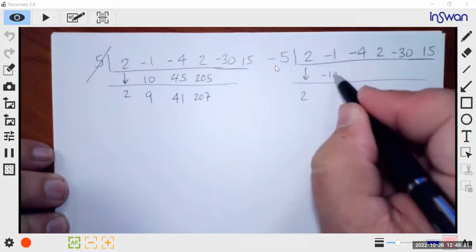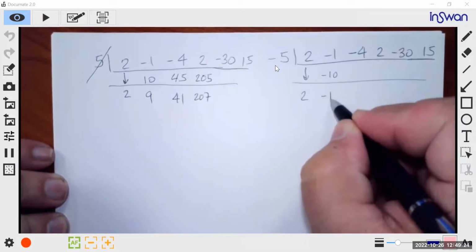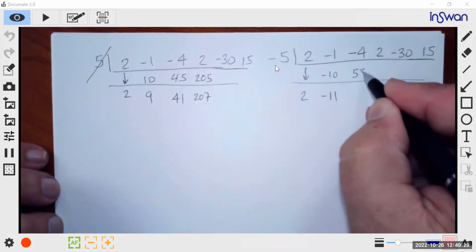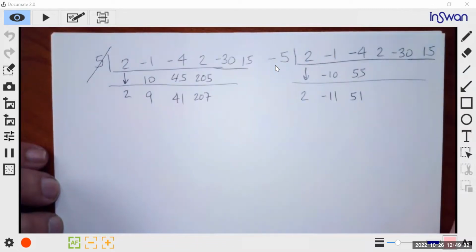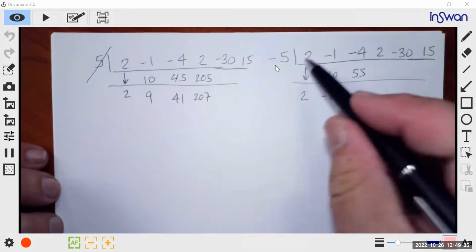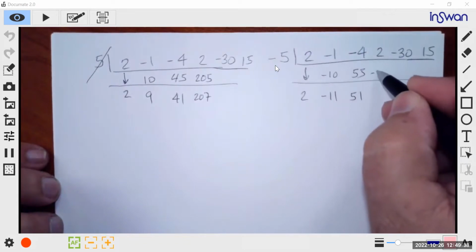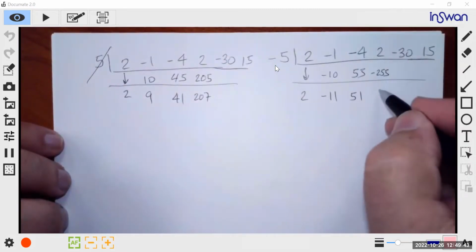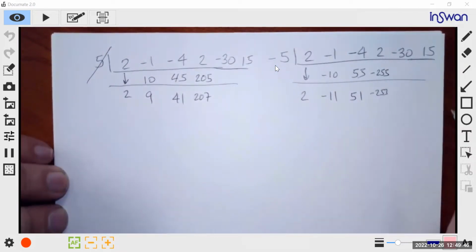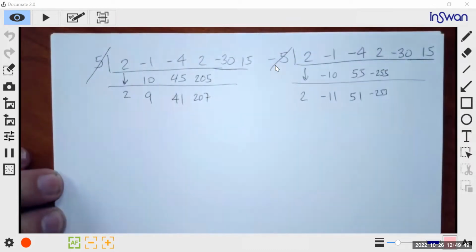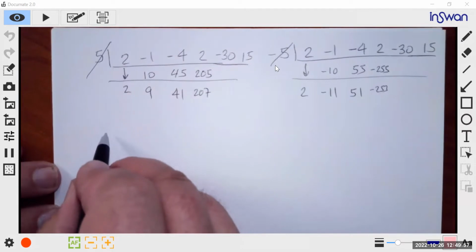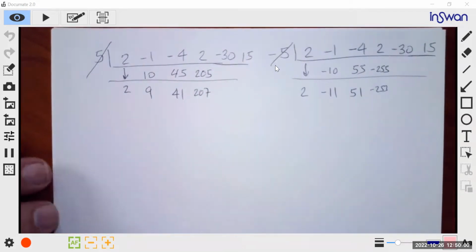-5 times 2 is -10. Plus -1 is -11. Negative times negative is a positive. 5 times 11 is 55. Minus 4 is 51. 5 times 51 is 255. Plus 2 is -253. Nope, going in the wrong direction. So that's not going to work. Then we've got to do 15.